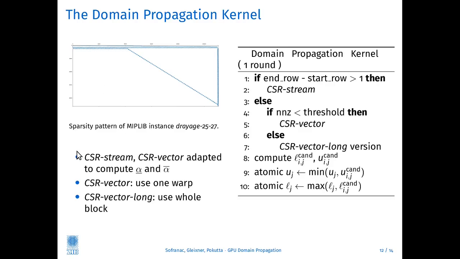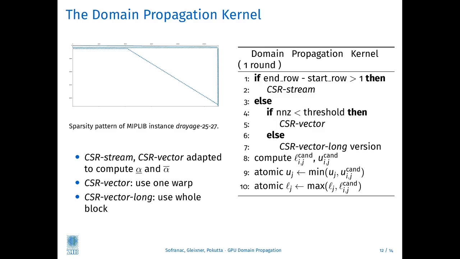You can see a high-level pseudocode of the final algorithm on the listing on the right. It first looks at how the constraint matrix was blocked. If we have more than one row in the block, we apply the algorithm based on the CSR stream to compute the activities. In case of very dense rows, where there is only one row in the block, we apply the CSR vector-based algorithm. Additionally, for extremely dense rows, we allow the CSR vector to use all the threads in the thread block as opposed to only the threads in a warp.